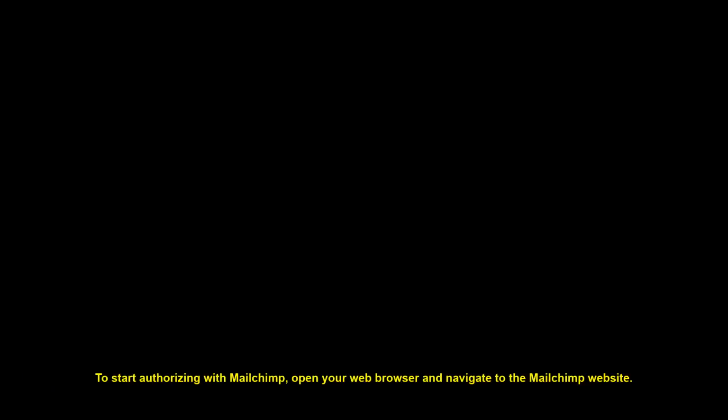To start authorizing with Mailchimp, open your web browser and navigate to the Mailchimp website. Log into your Mailchimp account using your credentials. Once logged in, locate the profile icon in the upper right corner of the dashboard. Click on the profile icon to access the account menu.